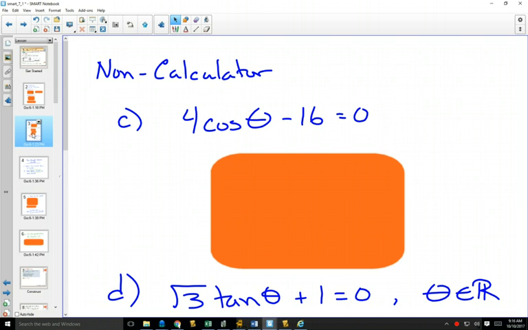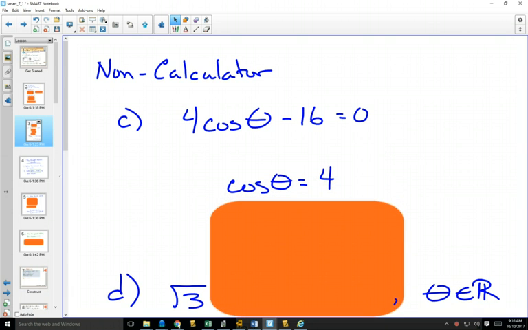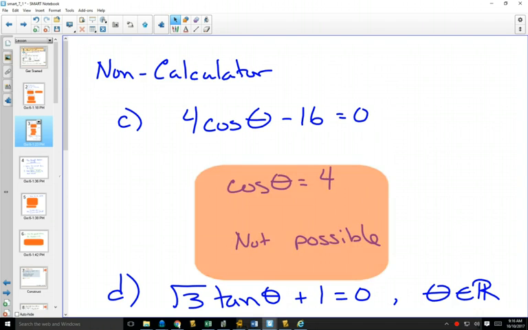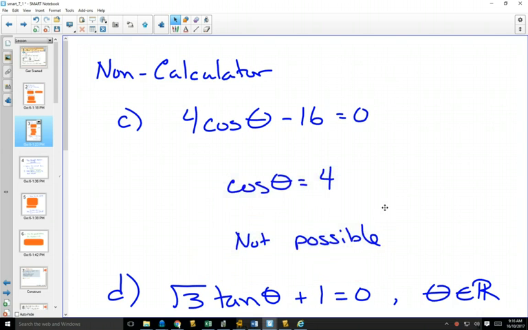Can someone tell me why C is non-calculator? Because when you solved it and got cos theta by itself, you get a value that is not on your unit circle. Because it's x over r, so it's 4 over 1. Right? You get 4, right? And 4 over 1 is bad because it's bigger than 1, which means that it's not possible.